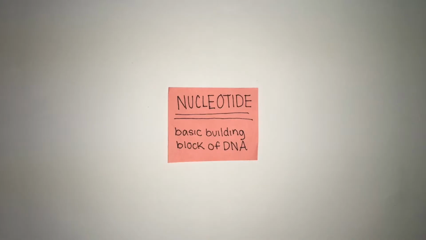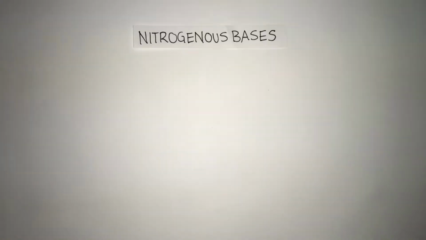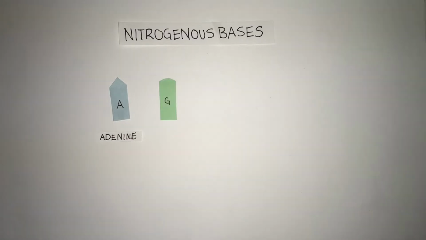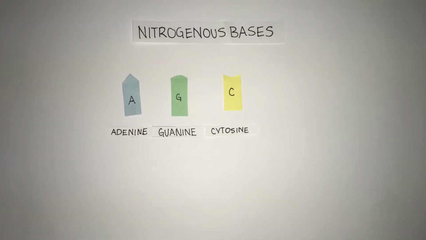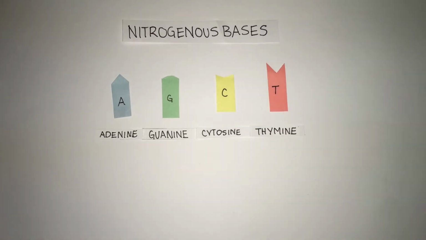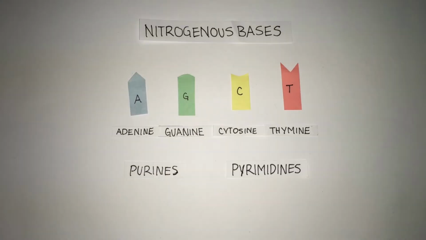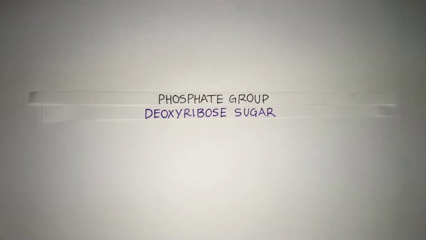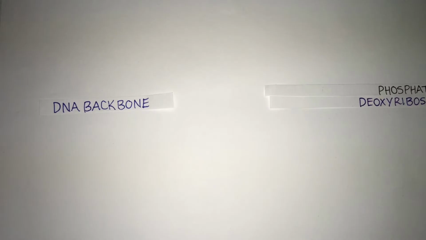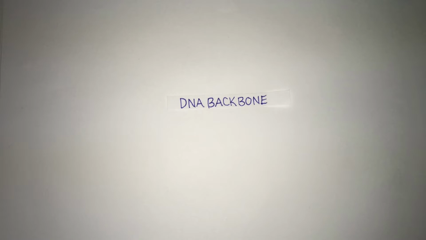Nucleotides. This is the basic building block of DNA. Nucleotides are made out of 4 nitrogenous bases: adenine, guanine, cytosine, and thymine. Adenine and guanine are purines, while cytosine and thymine are pyrimidines. It is also made of a phosphate group and a deoxyribose sugar. These two together make up DNA's backbone.